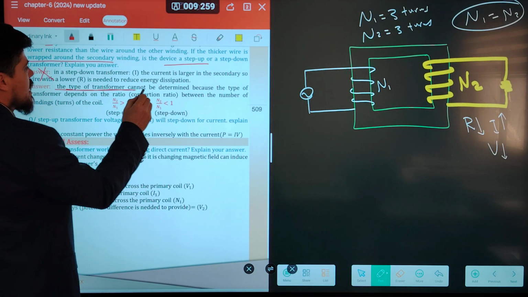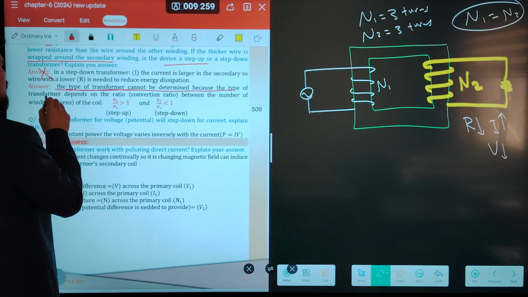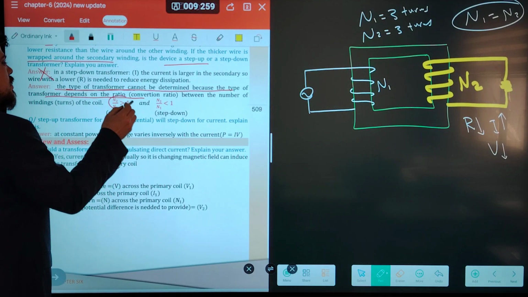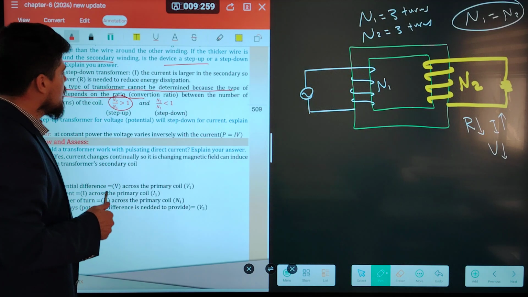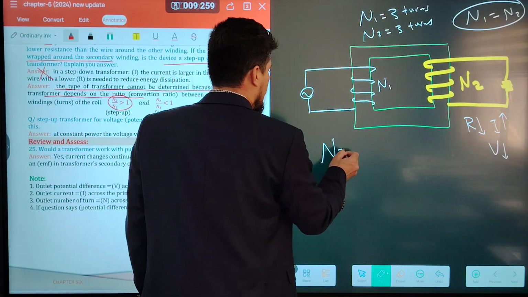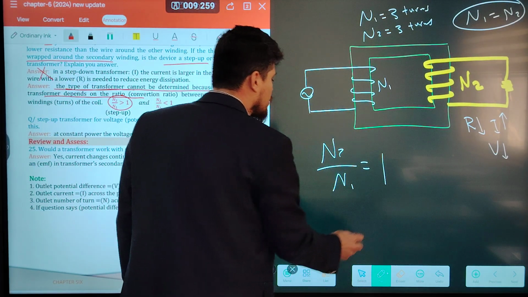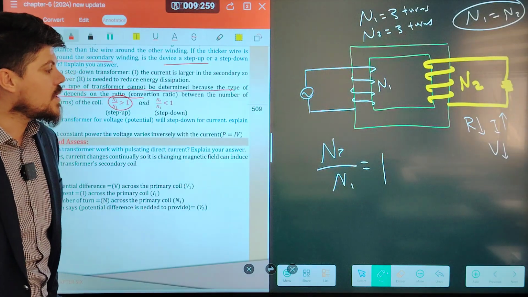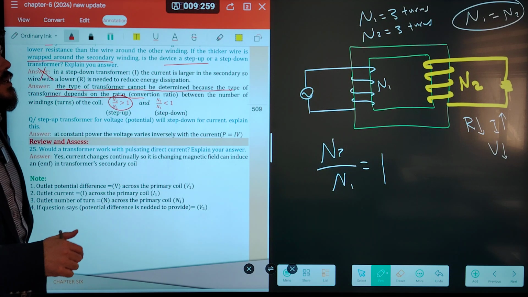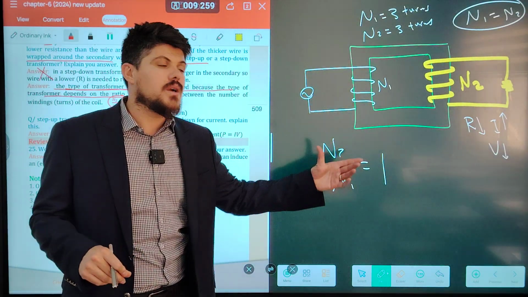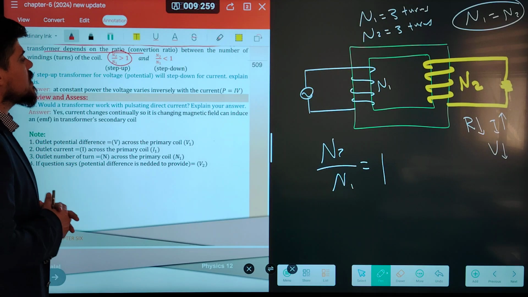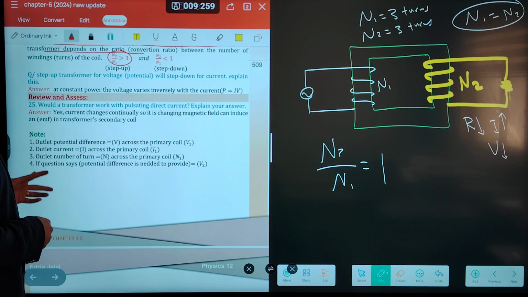The type of transformer cannot be determined because the type of transformer depends on the ratio, number of turns. Okay, when N2 over N1 is bigger than 1 it's step up, when it's less than 1 it's step down. But in this case, N2 over N1 is equal to 1. Not bigger than 1, not smaller than 1. So that is why the final answer: we cannot determine by the thickness and the thinness of the wire whether the transformer is step up or step down. Only by difference in number of turns we can determine the type of the transformer.